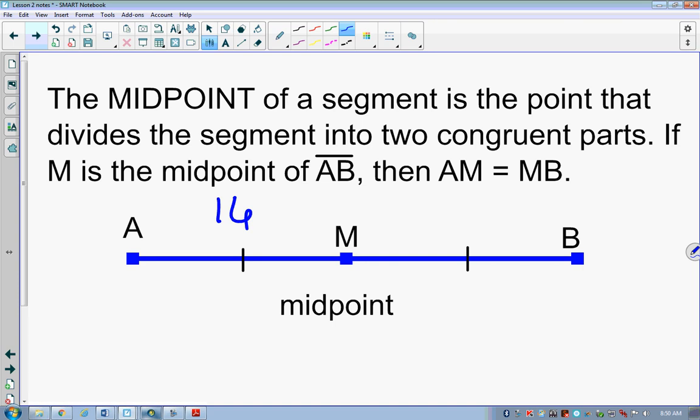I want to use something that you can get your head wrapped around, because when we start talking about different numbers, it's going to get a little bit more abstract, and you may struggle with it a little bit more.